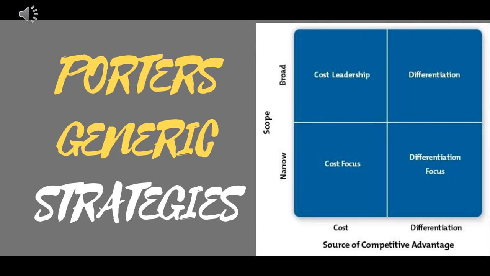The third one is a niche player or focus strategy. The focus strategy is when you focus on a specific market, and the competition in that market could be on the basis of cost or on the basis of differentiation. A lot of people think that the niche player strategy means that you're going to be charging high.